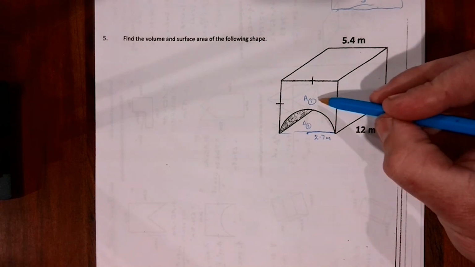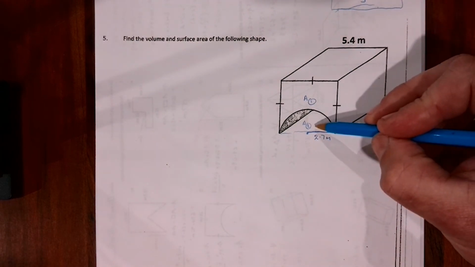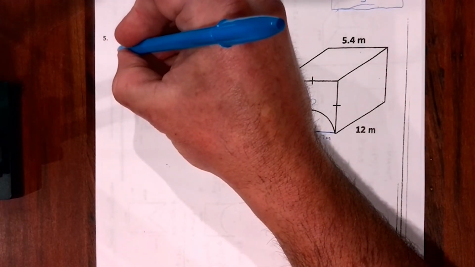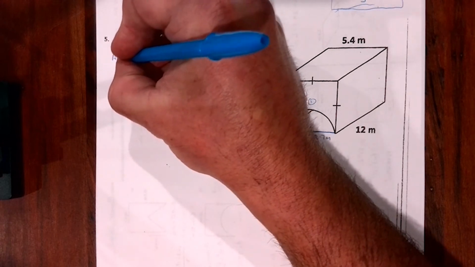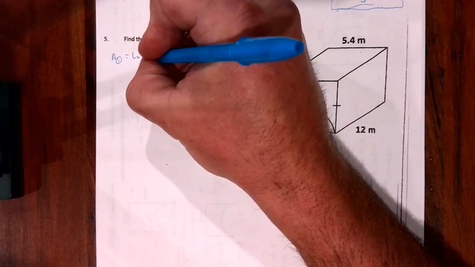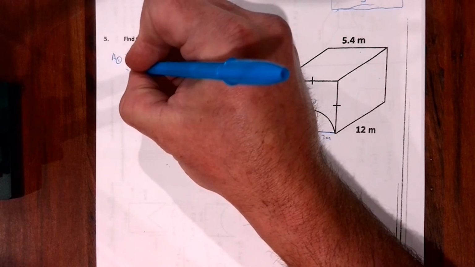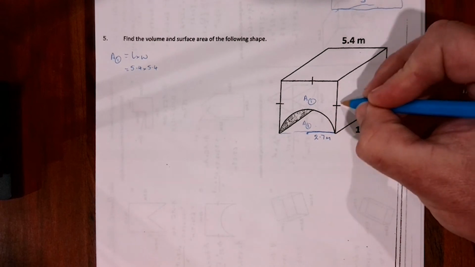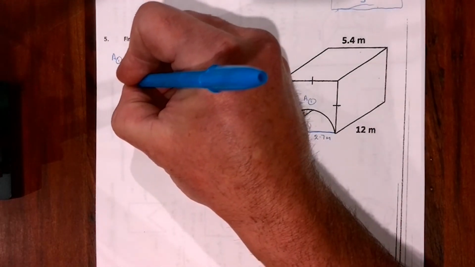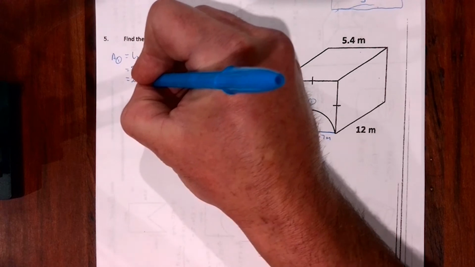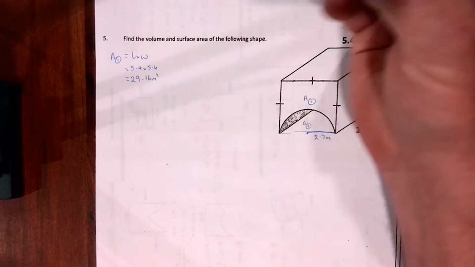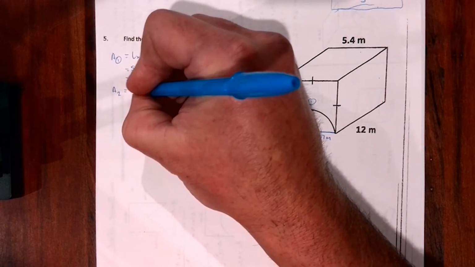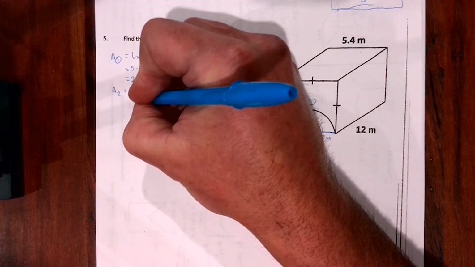Now, all we need to do is do the area 1 minus the area 2, and I'll have the total area. So, area 1 is going to be length by width, which is going to be 5.4 by 5.4. Okay, so 5.4 by 5.4, which is going to be 29.16 square meters.